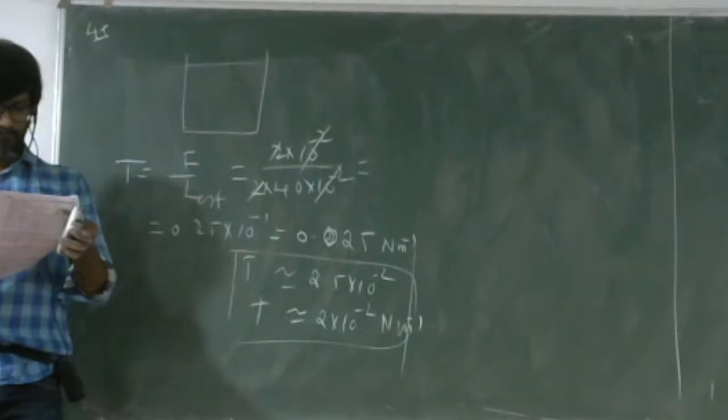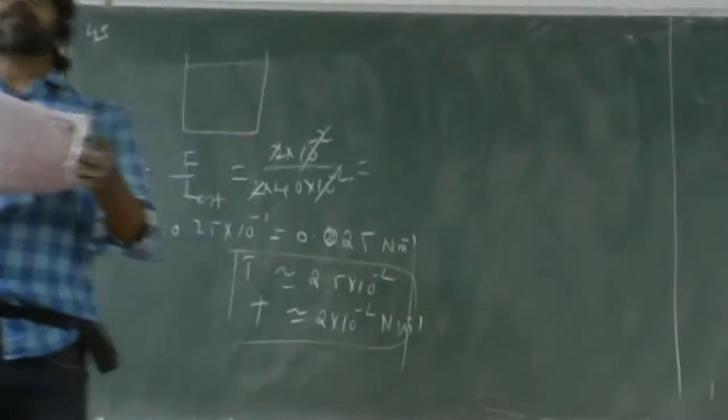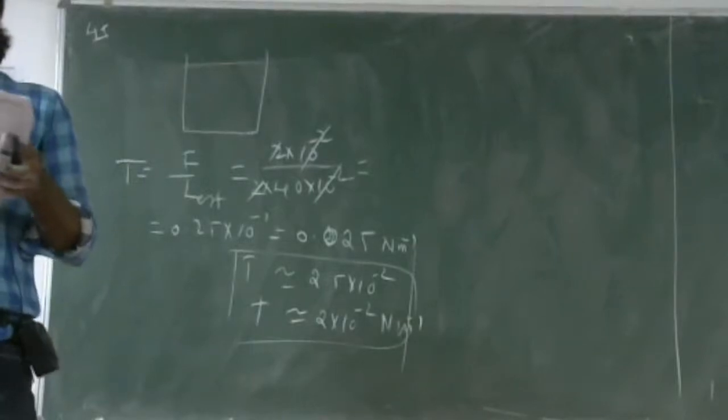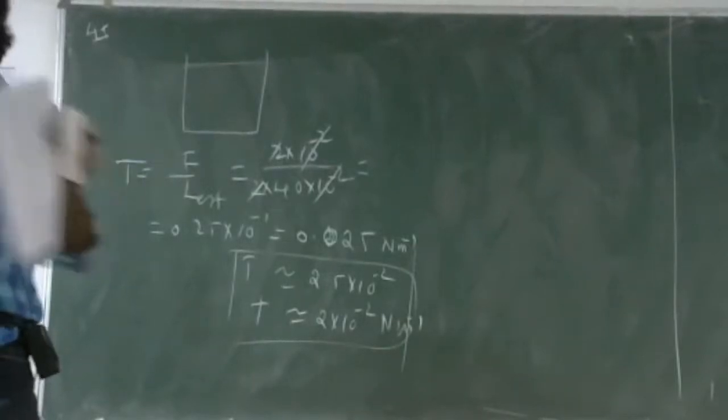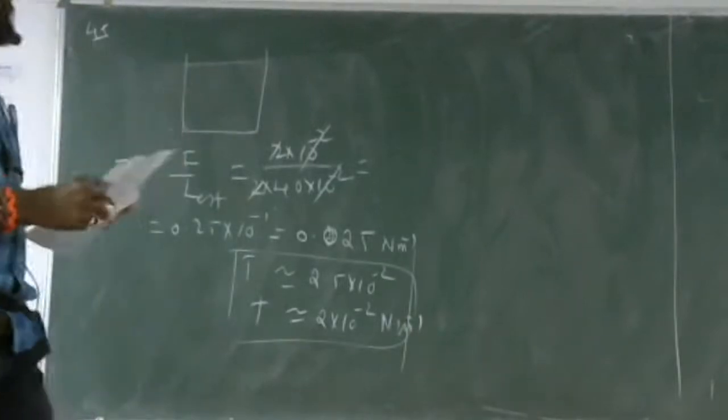Let us read quickly. So what is given, what you are asked to find, and what relation you have to use. These 3 points you have to understand carefully. So what is given here is for the 44th one.